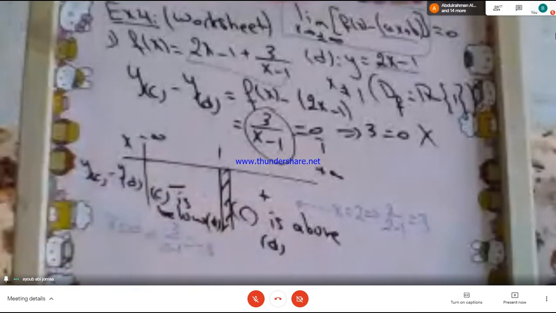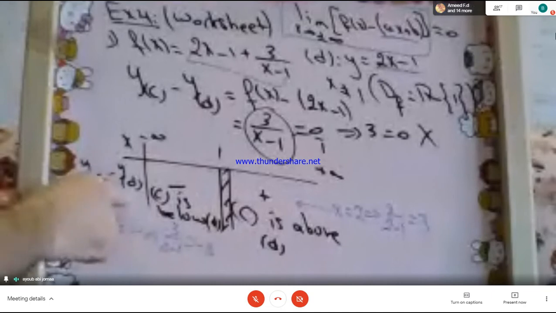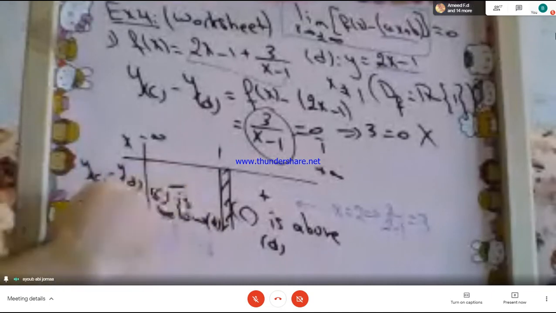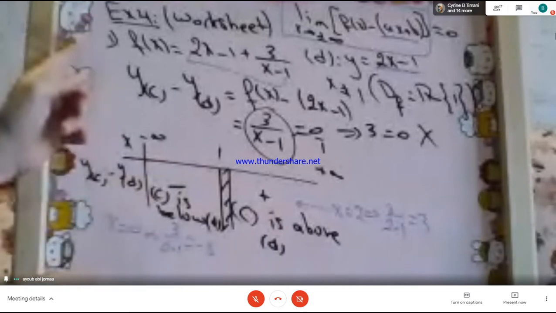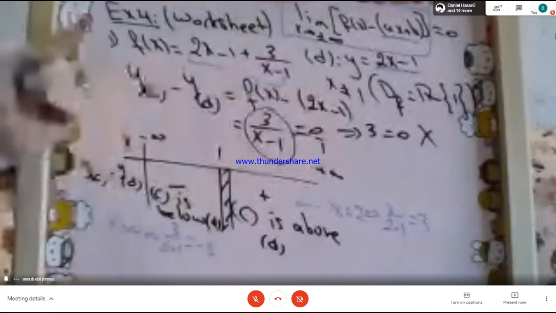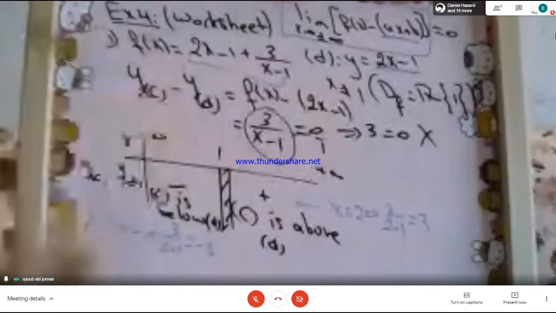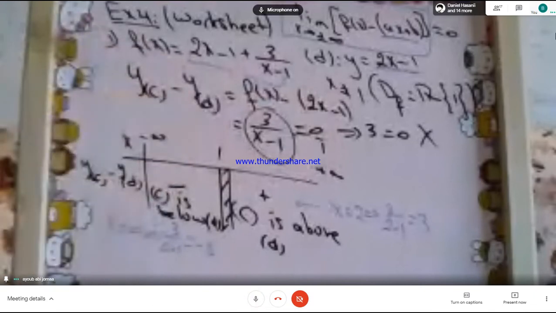Why am I doing this? Why am I saying that if yc minus yd is negative it is below, and if yc minus yd is positive it is above? For one reason. I want to erase here. If you finished writing, let me erase; if not, write it in order to erase. No, teacher Latifa. Yeah. Write it to explain it.